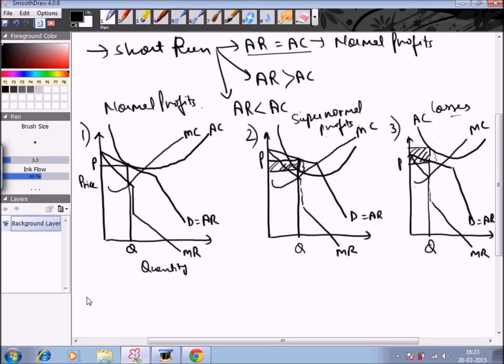So there can be only two conditions in the long run. The graph will appear the same, but there can be just two conditions: average revenue is equal to average cost, and average revenue is greater than the average cost. This means that in the long run under this oligopoly type of market, the firm can either make normal profits or supernormal profits. They can never run into losses. So now I suppose that you understand the concept of the kinked demand curve and how price and output is determined in the short run and long run.